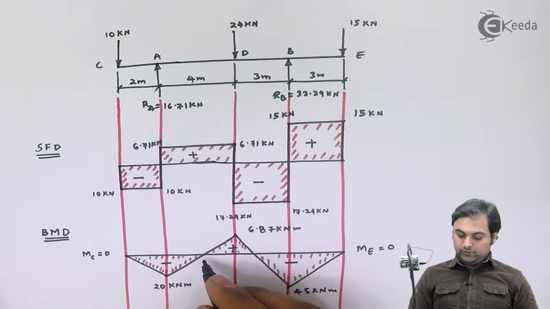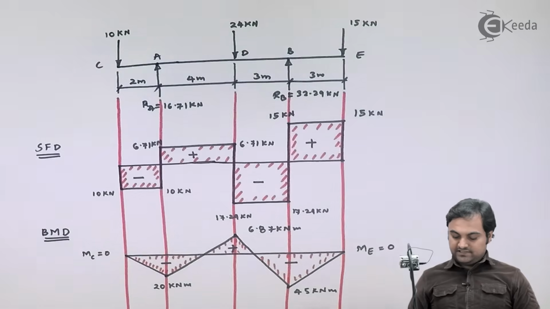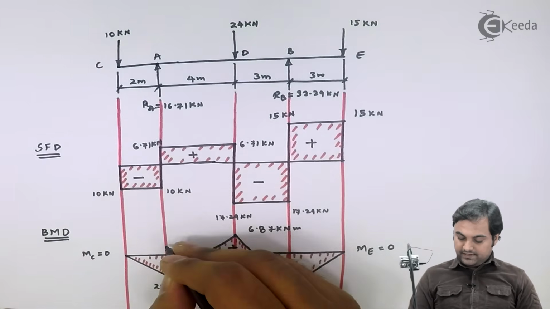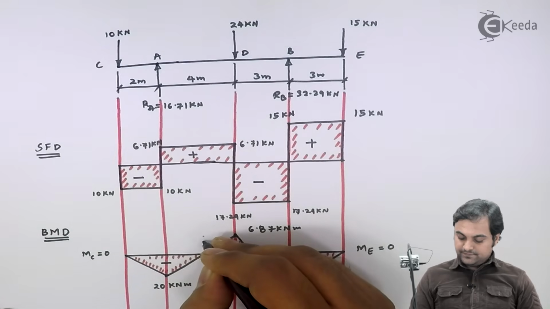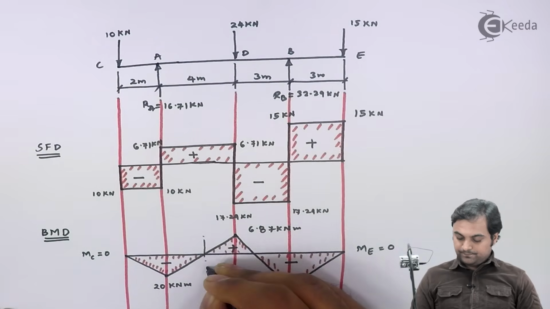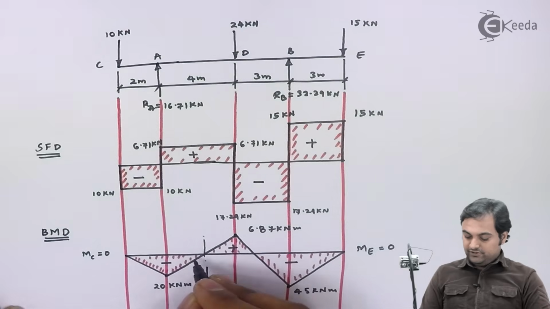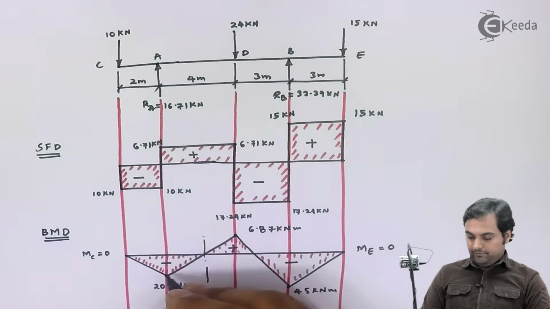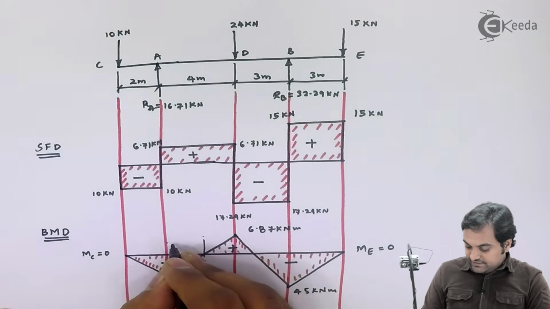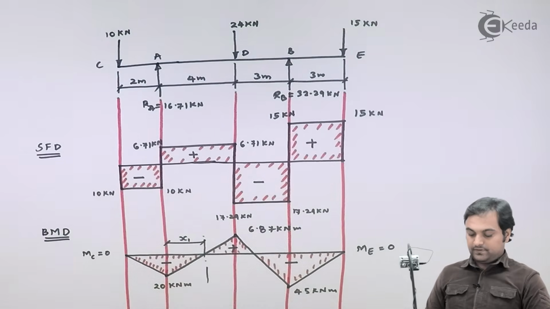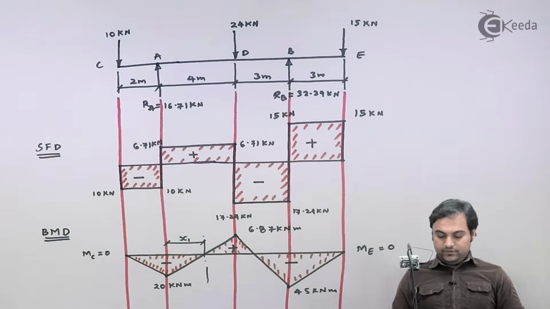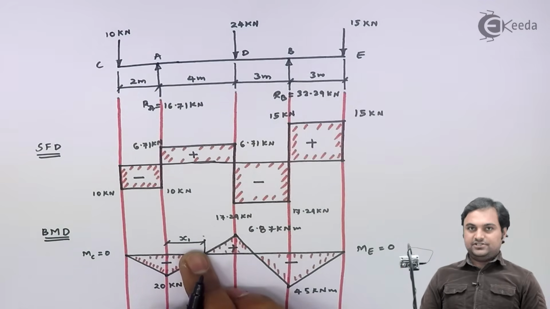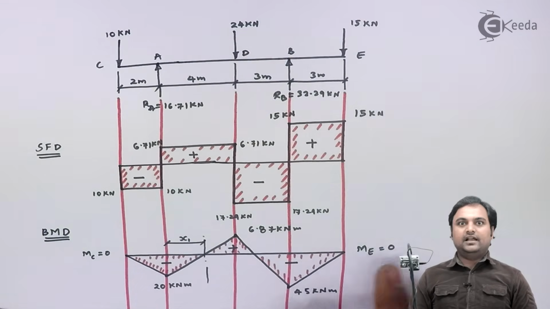So we need to know the location of these points. I will start with the first point. I'll say that this point, the first where the bending moment is changing its sign, this distance is x1. So now I will find how much is this distance x1, and then I will be calculating x2.